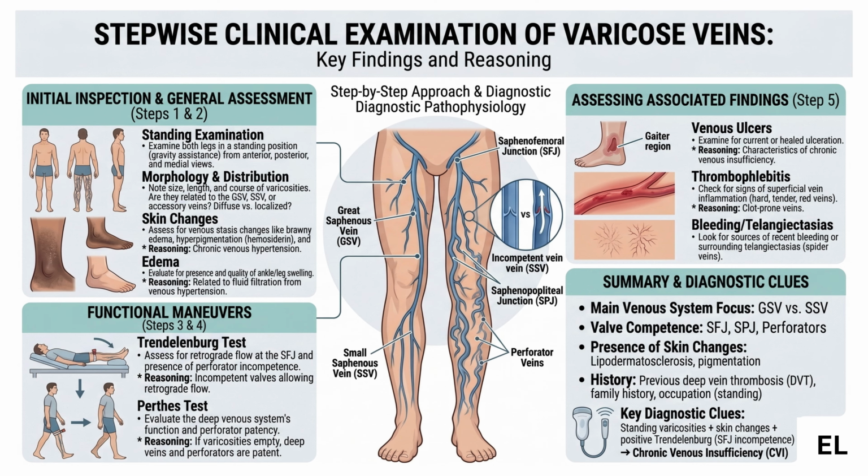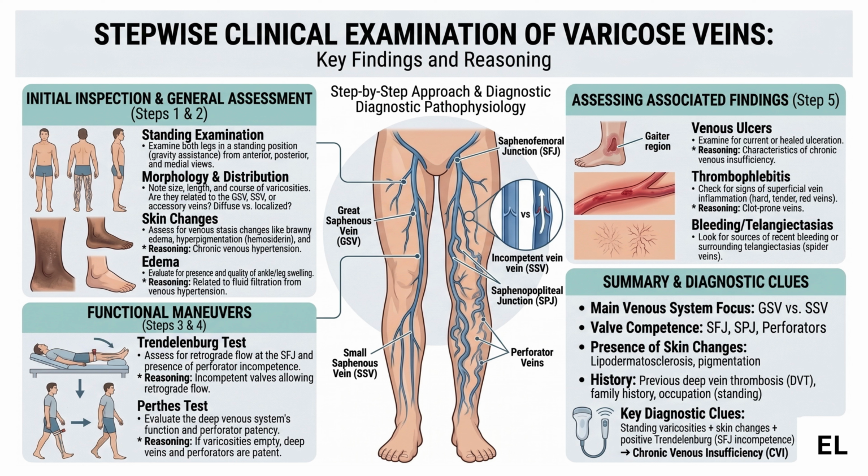We also examine for thrombophlebitis, which refers to inflammation and thrombosis within superficial veins. The affected vein may appear red, tender, warm, and cord-like on palpation. Superficial thrombophlebitis can occasionally extend into deeper veins, increasing the risk of deep vein thrombosis. Another associated finding includes telangiectasias or spider veins, which are smaller superficial dilated vessels often seen around varicose territories. Evidence of recent bleeding from fragile superficial veins should also be noted because varicose veins can rupture following minor trauma.